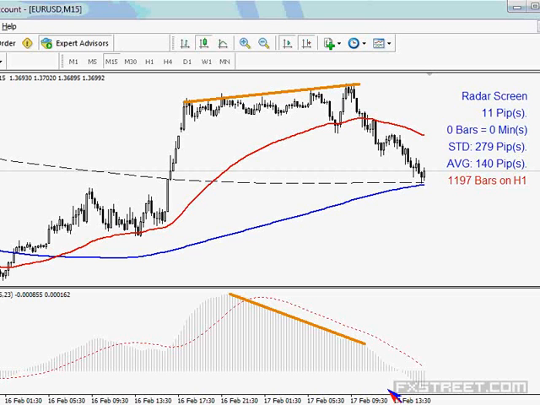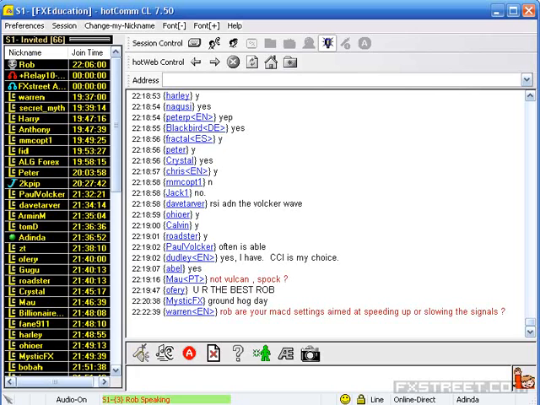Warren asks, Rob, are the MACD settings aimed at speeding up or slowing the signals? Definitely aimed at slowing the signals.